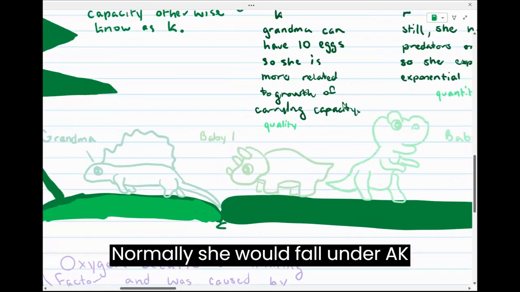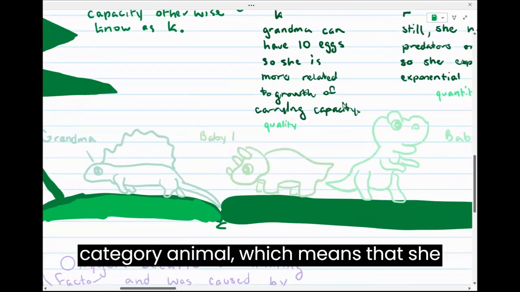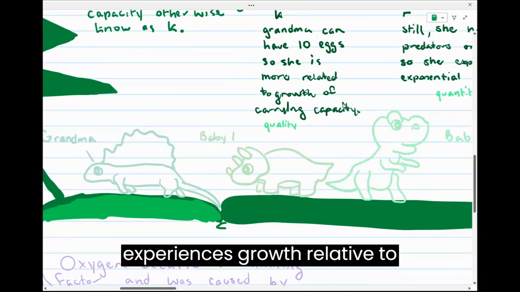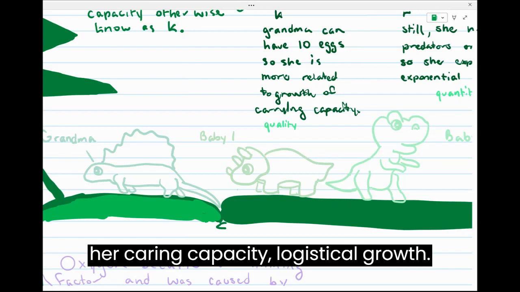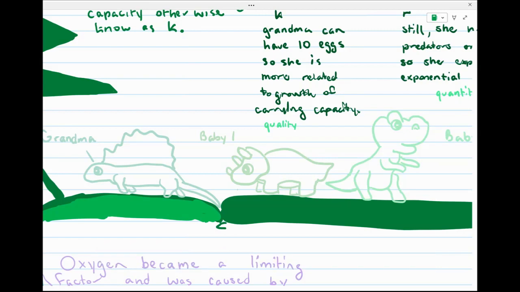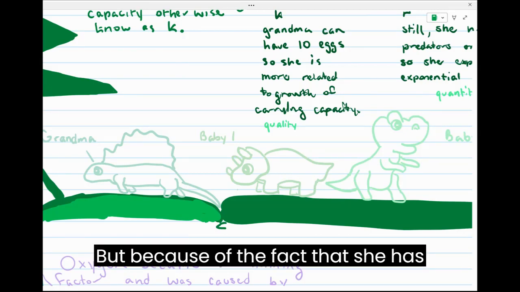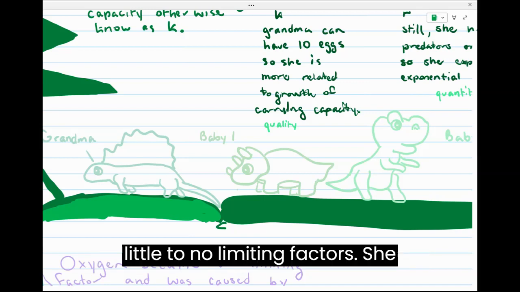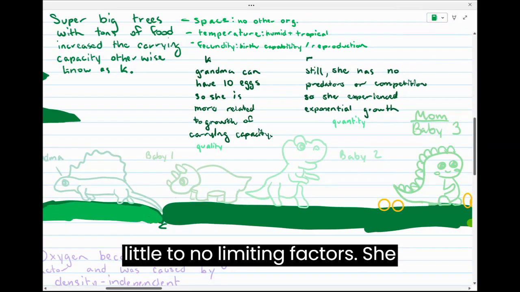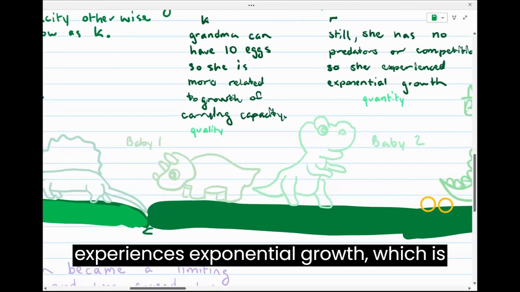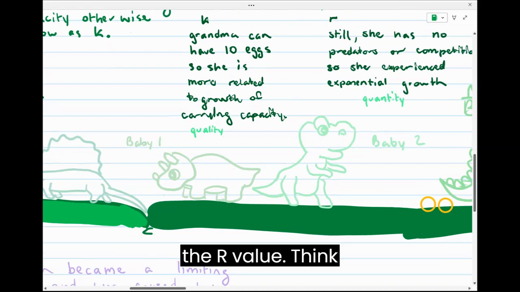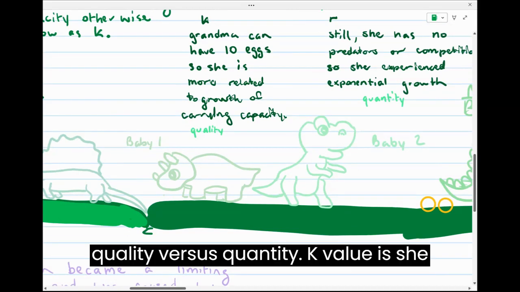Normally, she would fall under a K category animal, which means that she experiences growth relative to her carrying capacity, logistical growth. But because of the fact that she has little to no limiting factors, she experiences exponential growth, which is the R value.